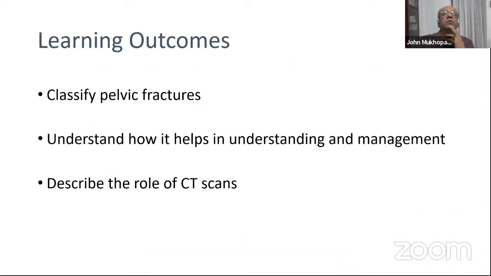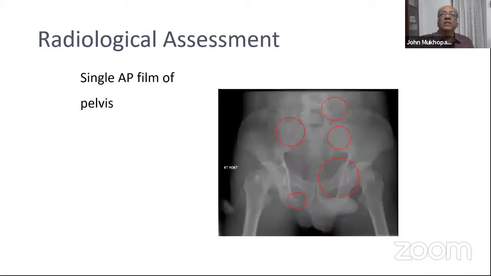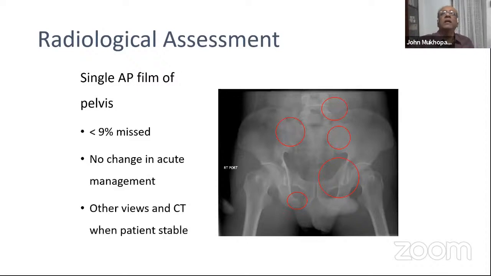I think the learning outcomes would be, hopefully, that at the end you can classify pelvic fractures, understand how it helps in understanding and management, and talk a little bit about the role of CT scans. So it's interesting that your first X-ray investigation when you see these pelvic injury patients is a single AP X-ray. And you actually miss only 9% of any significant injuries with just the AP X-ray, and it does not change your acute management in terms of requiring CT scans, etc.